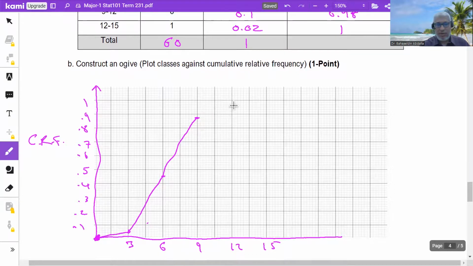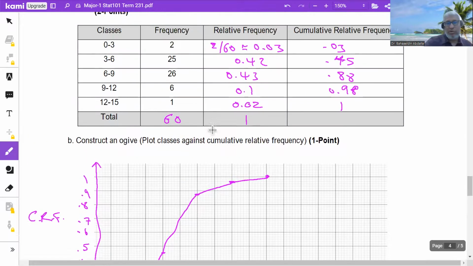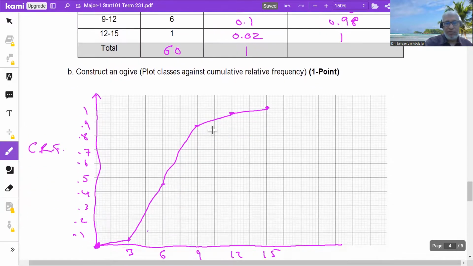And then 0.98 at 12 is here. And then at 15, there is 1. So you go like this. And this is the definition. This is the OGIF. Okay, this is what we mean by OGIF.